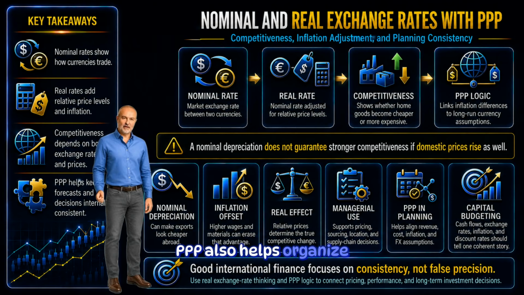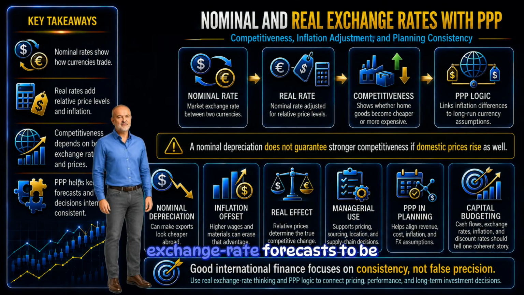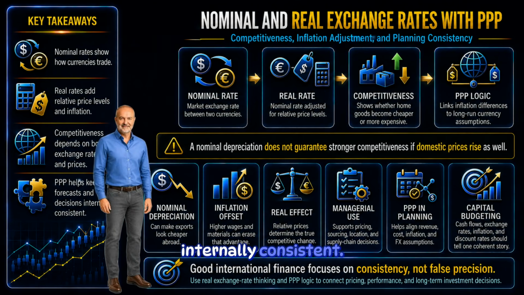PPP also helps organize several planning activities. In long-range planning, it gives a starting point for currency assumptions when inflation differs across countries. In international budgeting, it encourages revenue, cost, and exchange rate forecasts to be internally consistent. In pricing, it highlights the need to reconsider local prices when inflation differences persist.